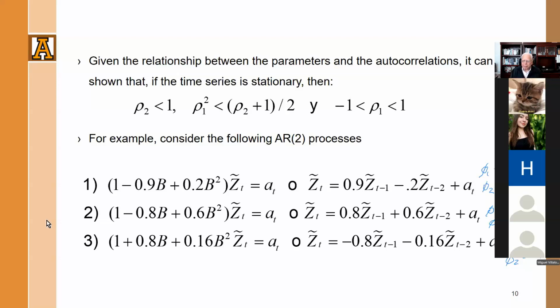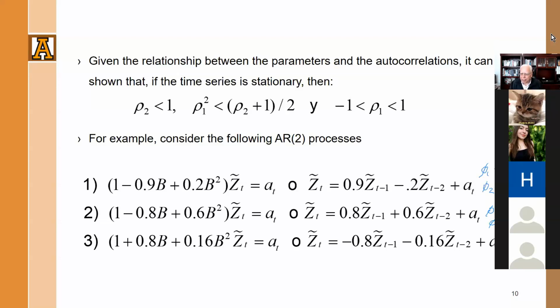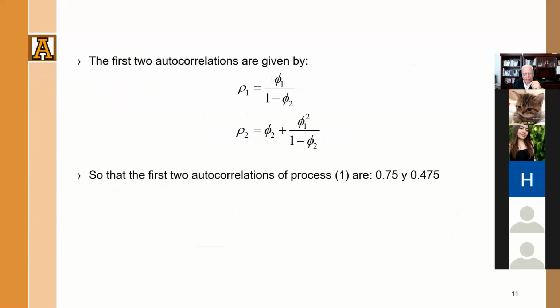Okay, I intentionally did this here because remember the equation is 1 minus phi1 B minus phi2 B squared. So when you see a plus here, that means that phi2 is negative, right? So let's look at these three processes. Let's look at how their autocorrelation functions look. The first two autocorrelations are given by these equations. These are the initial values, right?